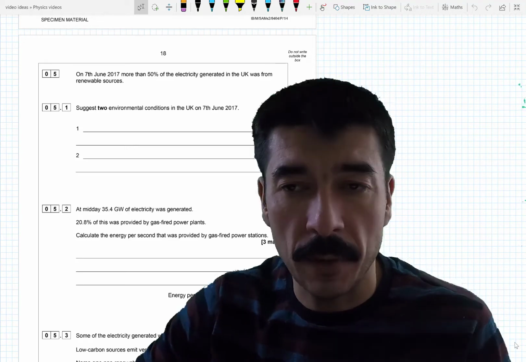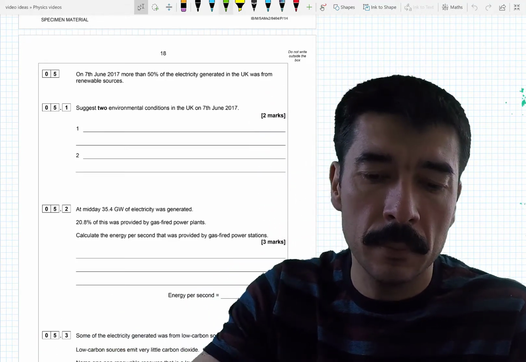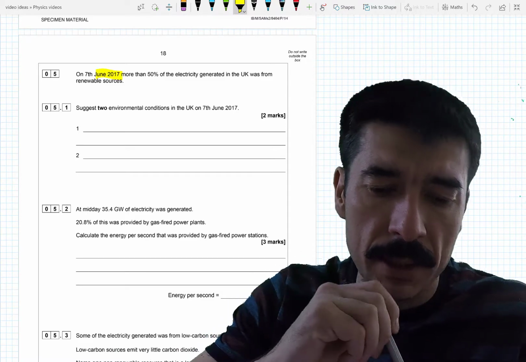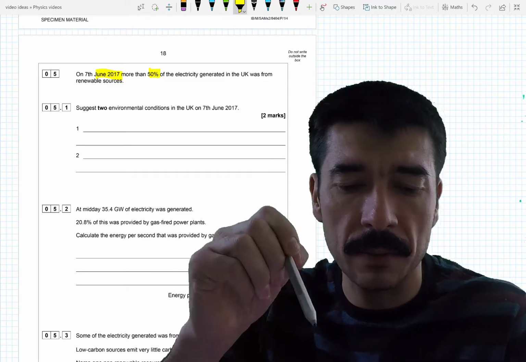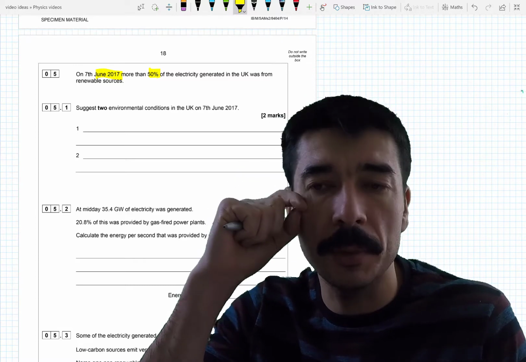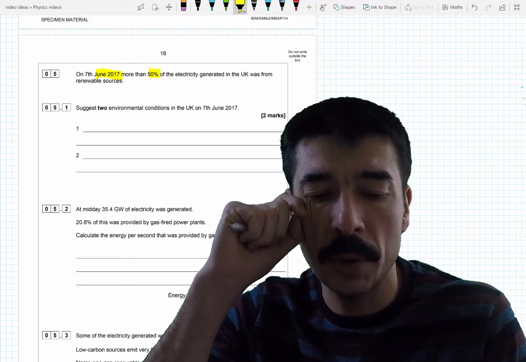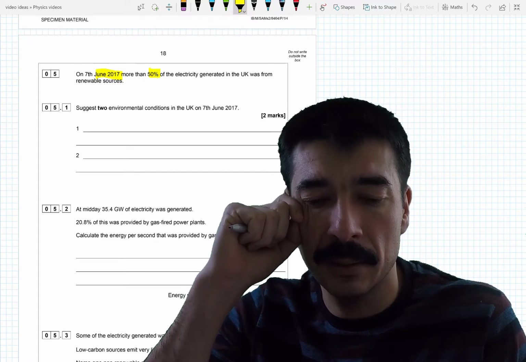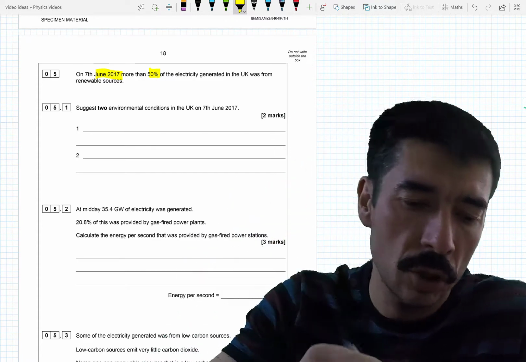Okay, so question 5, the final question. On the 7th of June 2017, more than 50% of the energy generated in the UK was from renewable sources. Suggest 2 environmental conditions in the UK on the 7th of June 2017. Renewable sources.